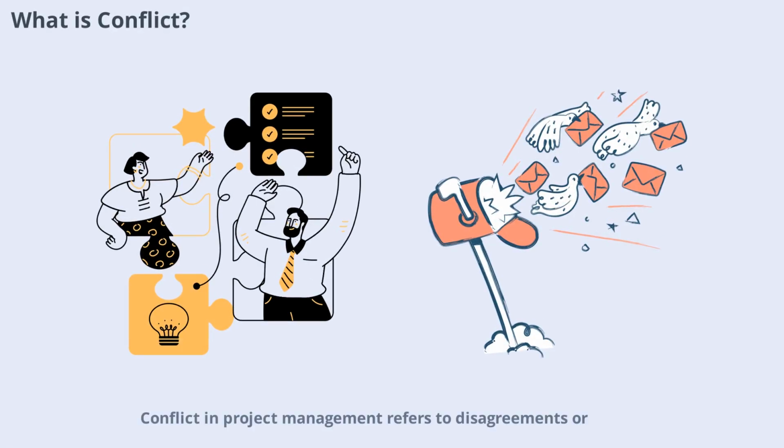Conflict in project management refers to disagreements or differences of opinion among team members or stakeholders. These can arise due to various reasons, such as differing goals, values, or misunderstandings. Conflict isn't always negative. When managed well, it can lead to better solutions and stronger teams. However, unresolved conflict can disrupt progress and harm relationships. As a project manager, your role is to recognize conflict early and address it constructively.